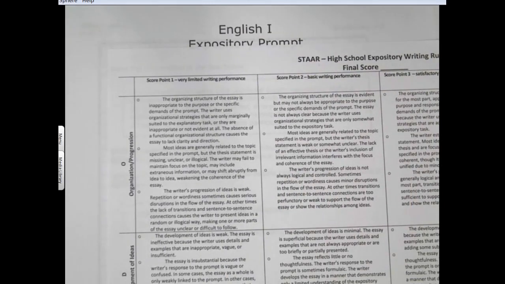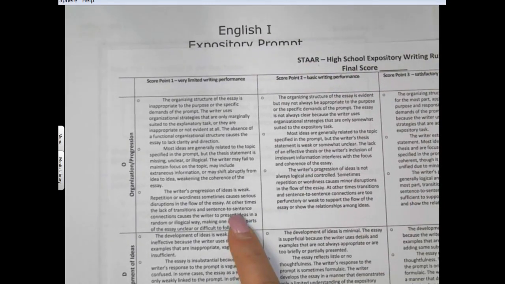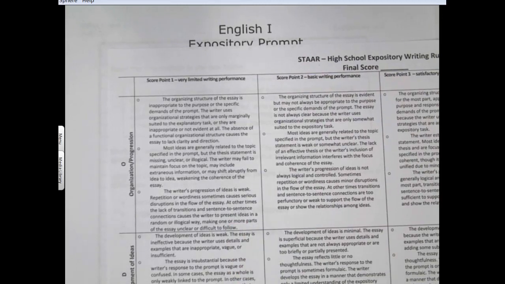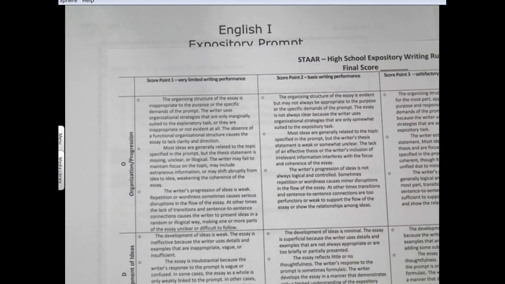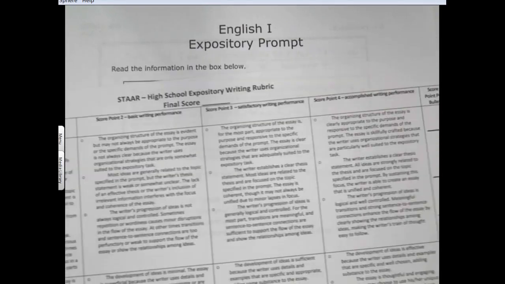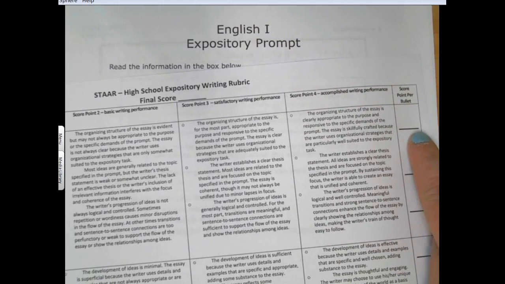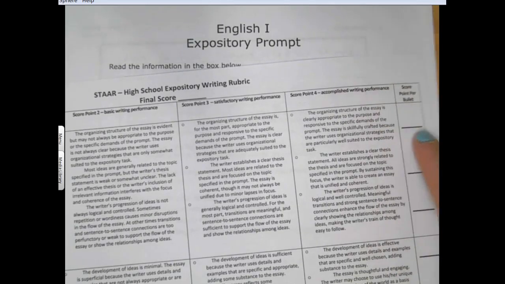For the third bullet point, it's about the progression of your ideas. Does it repeat? Is it wordy? Is it illogical? Are there transitions that make sense? So, again, you'll look at all of the bullet points across the way and see where you think that essay falls. When you've done that, you'll write your score here. If they got a 3 for the organizing structure, it was expository, it was appropriate, it was clear what they were doing, great, give it a 3.